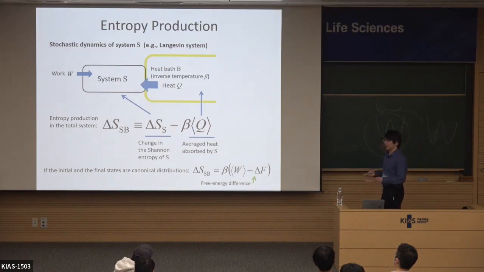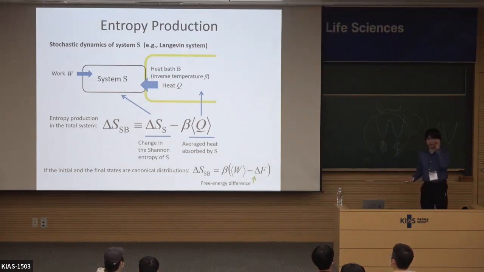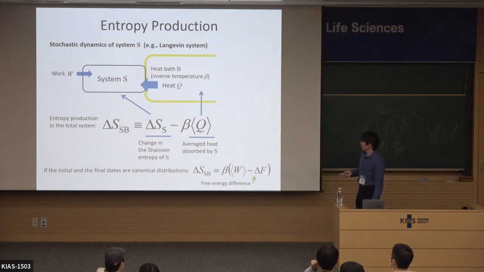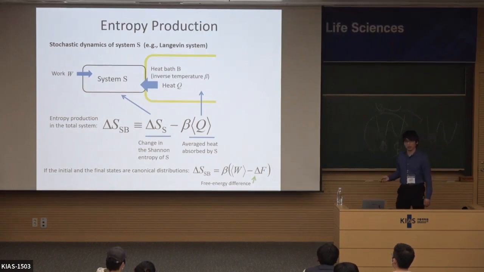This concept was first introduced by Prigogine, but now we have the Shannon information term here instead of ordinary thermodynamic entropy. So in that sense, this is very applicable to information thermodynamic systems. We use this notation delta S_tot as a total entropy production of the system. And only in the special case that the initial state is in thermal equilibrium, this entropy production reduces to the difference between the work and the free energy.